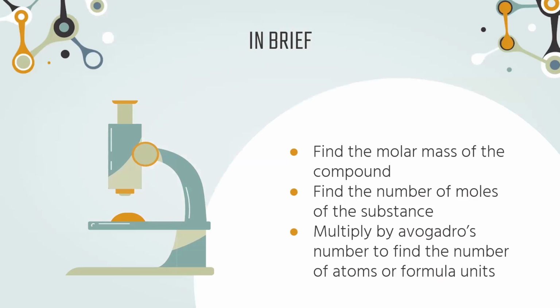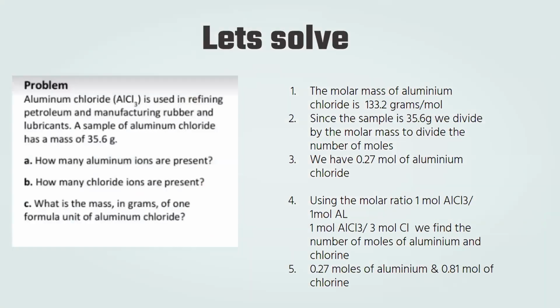Okay, now let's begin. The first problem we're faced with is the following. Aluminum chloride, or AlCl3, is used in refining petroleum and manufacturing rubber and lubricants. A sample of aluminum chloride has a mass of 35.6 grams. A. How many aluminum ions are present? B. How many chloride ions are present? And C. What is the mass in grams of one formula unit of aluminum chloride?